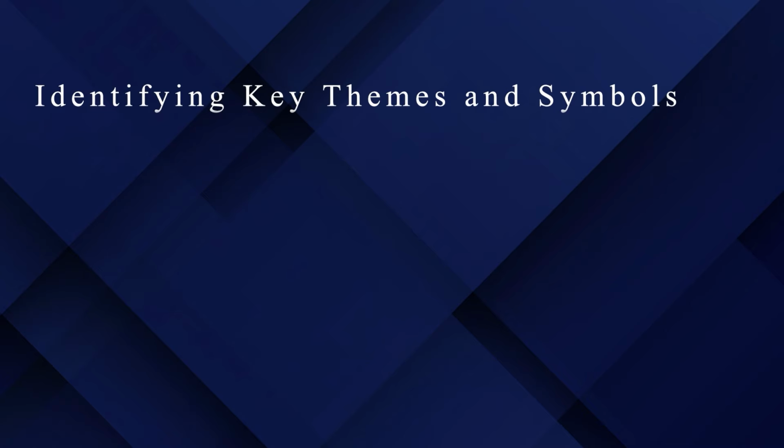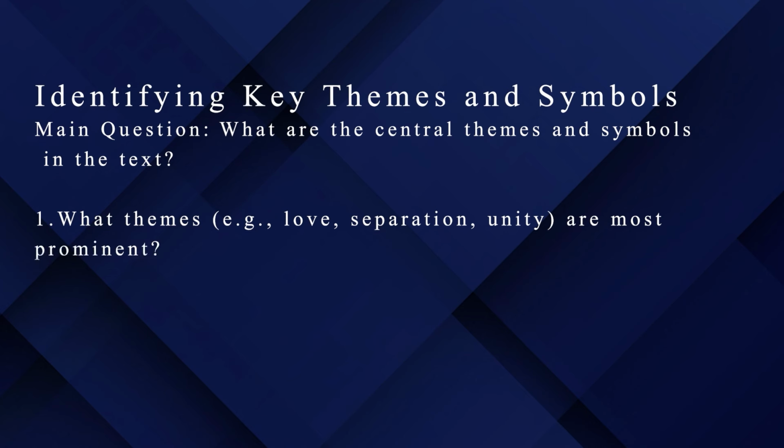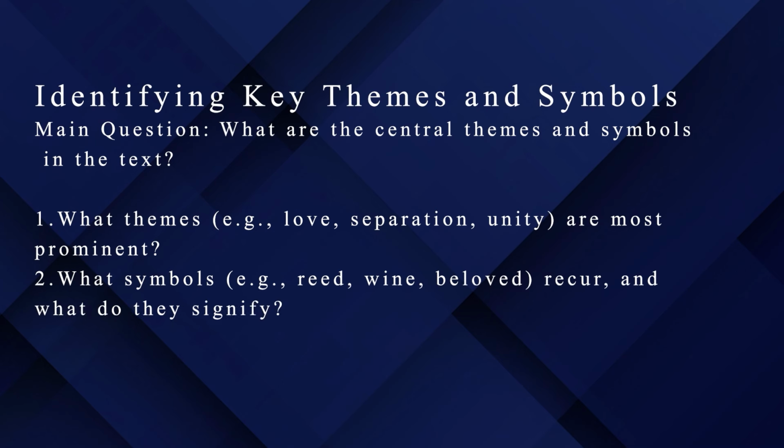Part 3 includes identifying key themes and symbols. The main question is, what are the central themes and symbols in the text? And to understand that, you need to ask these 3 sub-questions. What themes are most prominent, like love, separation, unity? And what symbols recur, and what do they signify?